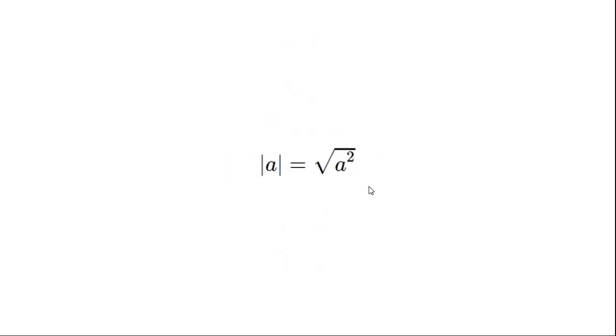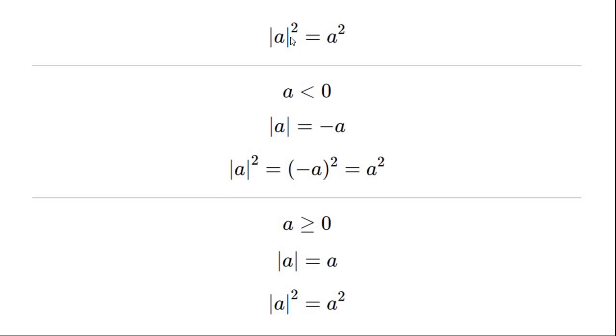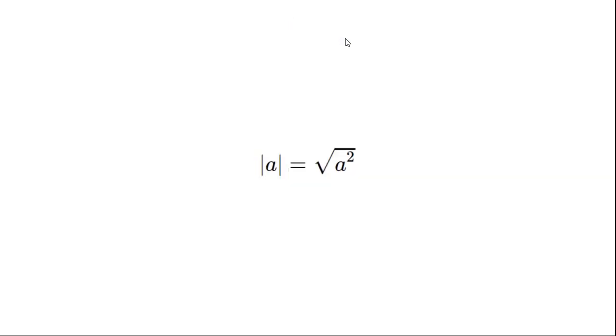So this next property is just a simple consequence of the last one we just went over. If the absolute value of a squared is equal to a squared, then the absolute value of a has to be equal to the square root of a squared. You just take the square root of both sides.